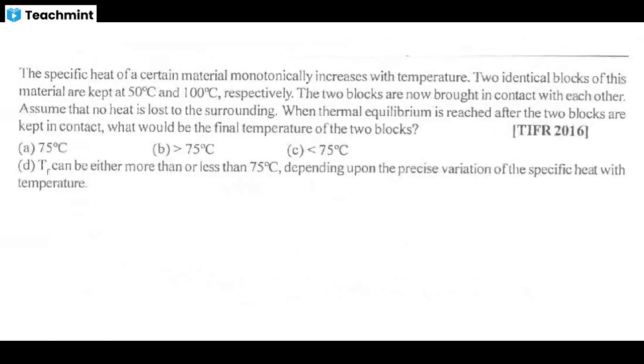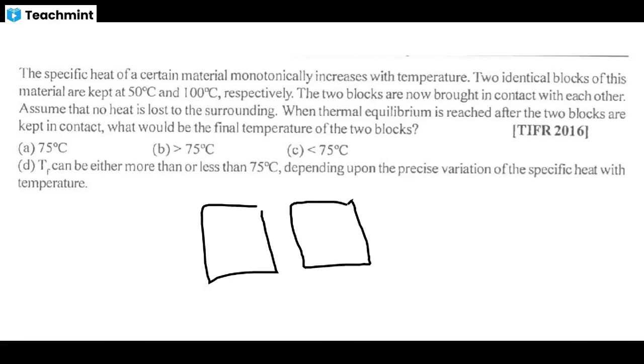The specific heat of a certain material monotonically increases with temperature. Two identical blocks of this material are kept at 50 degrees Celsius and 100 degrees Celsius. If the two blocks are now put in contact with each other, assume that no heat is lost to the surroundings. When thermal equilibrium is reached, what would be the final temperature of the two blocks?